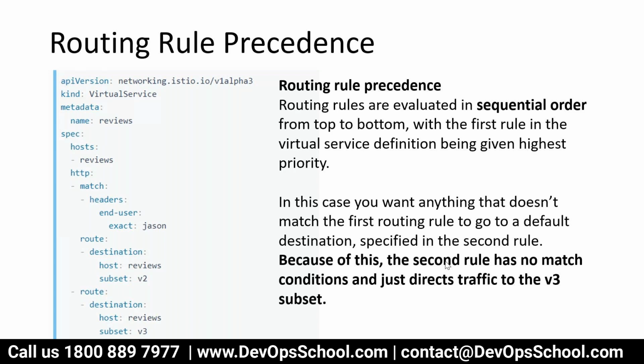In this case, you want anything that does not match the first routing rule, which is not from the JSON, then it will go to the V3. So go to the default destination specified in the second rule. Because of this, the second rule has no match condition and just directs all the traffic to the V3 subset.